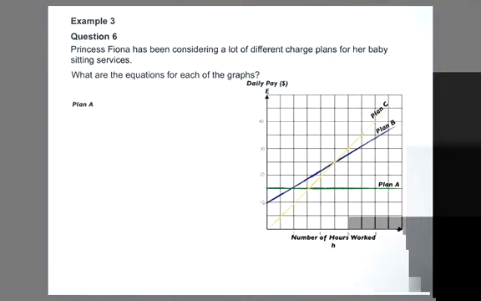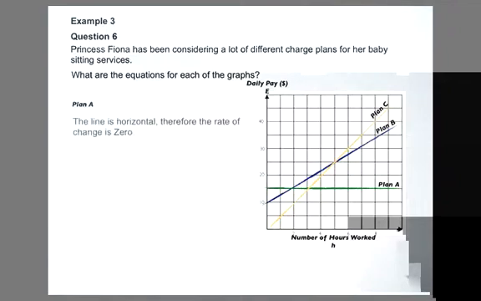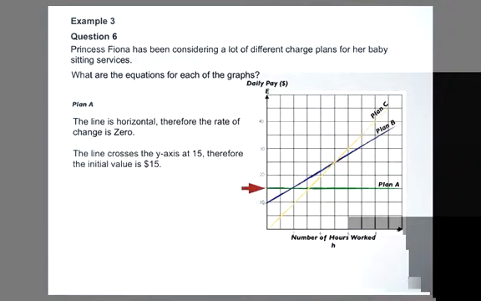For Plan A, the equation is going to be simply a flat rate. It's not dependent upon the number of hours worked. In this situation, it would be E is equal to 15, because the line is horizontal and the rate of change is 0. It crosses the y-axis at 15, therefore the initial value is $15. So E is 15 is the equation for Plan A.